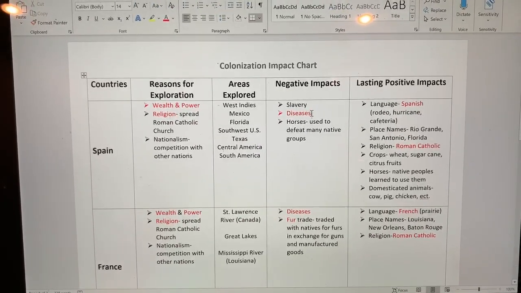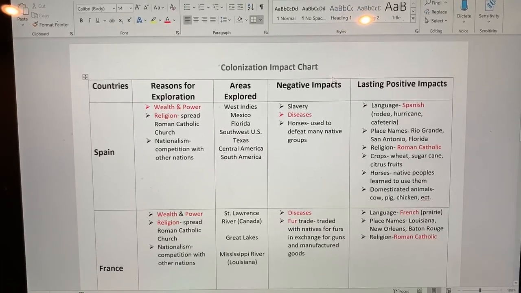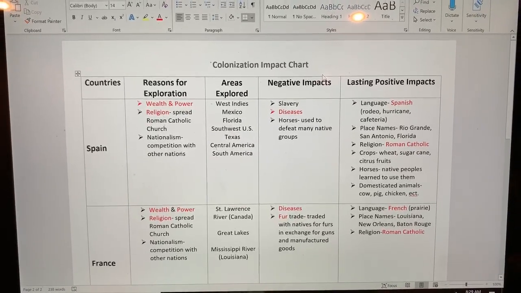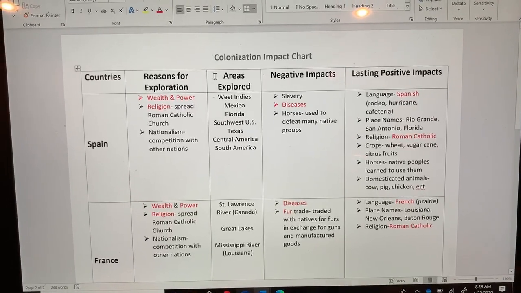So make sure you take note of these two areas and make sure you keep your chart. Do not turn this chart in. You're going to need it next week. Okay, so let's go ahead and get started talking about these.